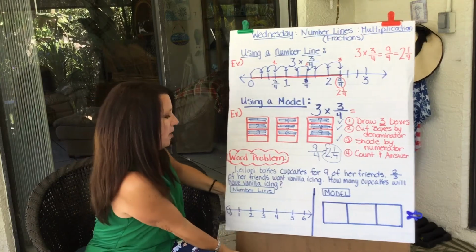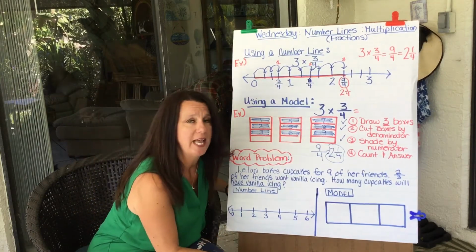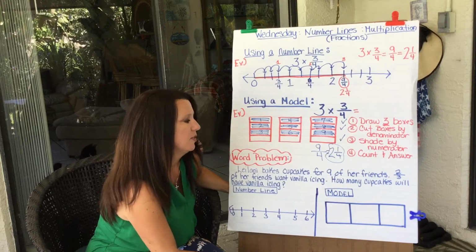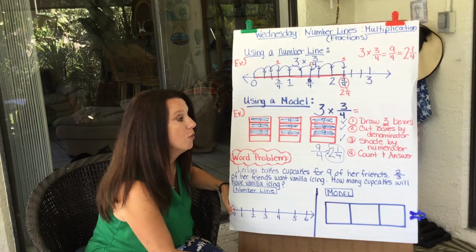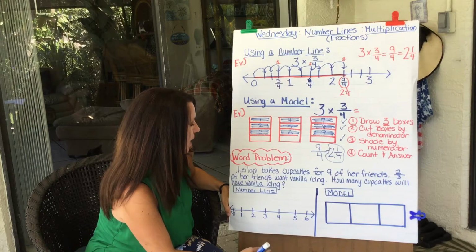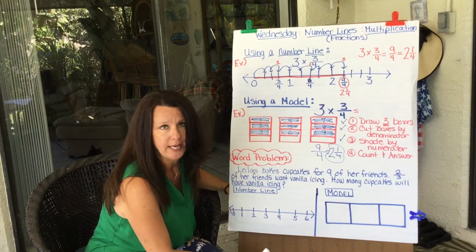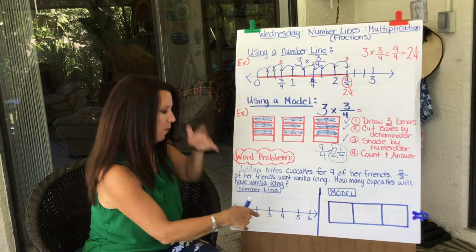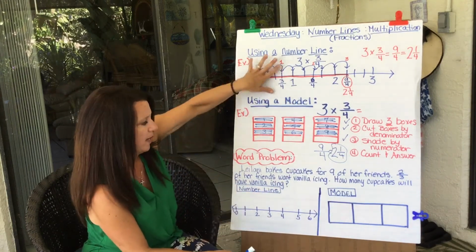All right, down here, Leilani, hello Leilani. She bakes cupcakes for 9 of her friends. 2/3 of her friends want vanilla icing. How many cupcakes will have vanilla icing? All right, so here's just another word problem, and then we're going to do the number line, and we're going to do the model.